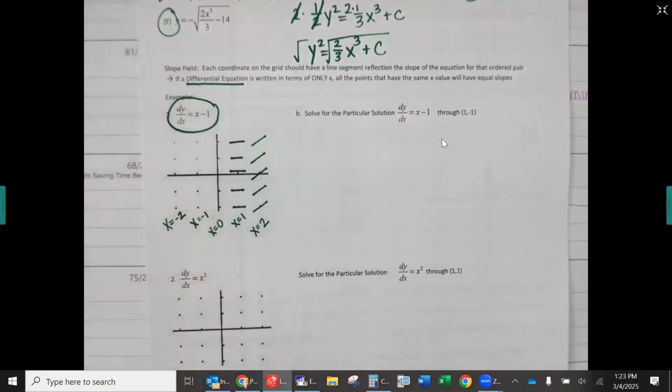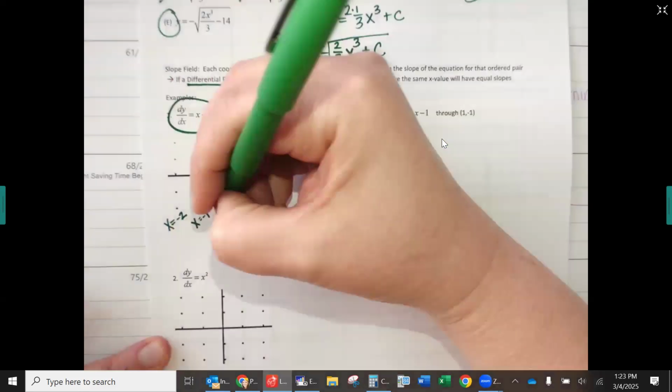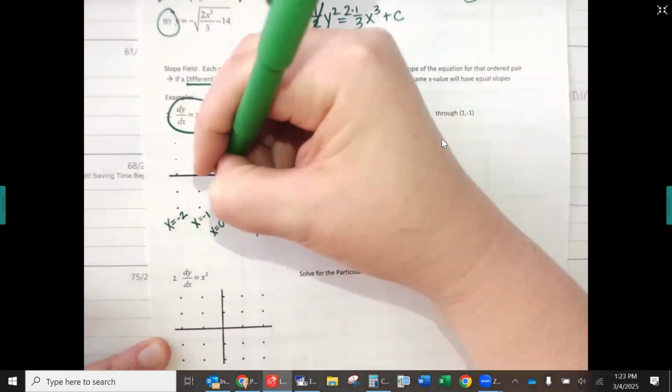Okay, the next x value I'm plugging in is 0. And I'm plugging in 0 to x minus 1. What's 0 minus 1? Negative 1. So I want a perfect diagonal, but downhill to show a negative slope. So it should be like that.